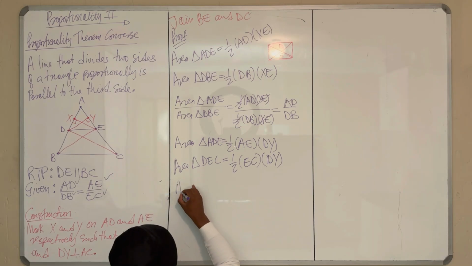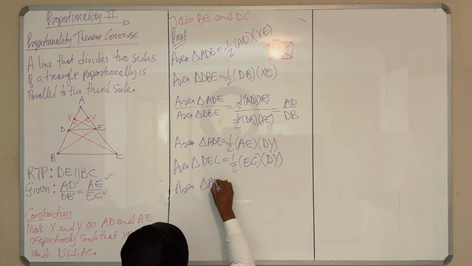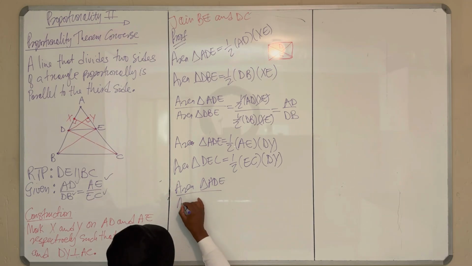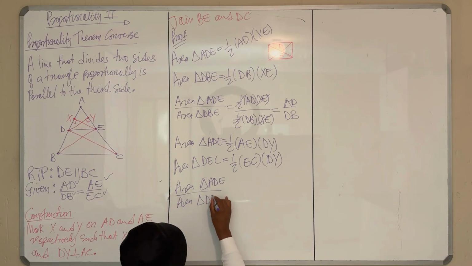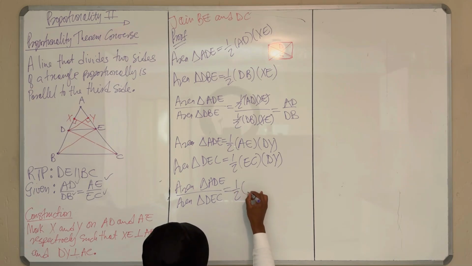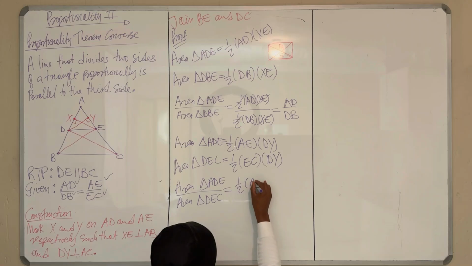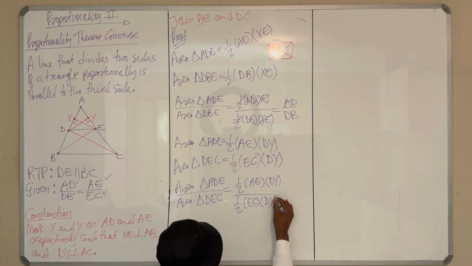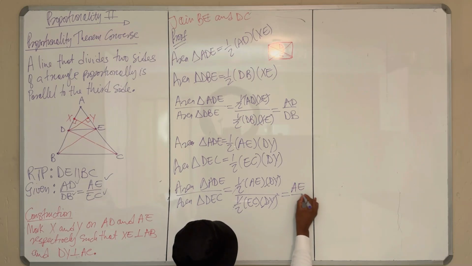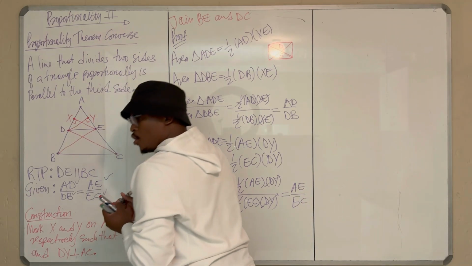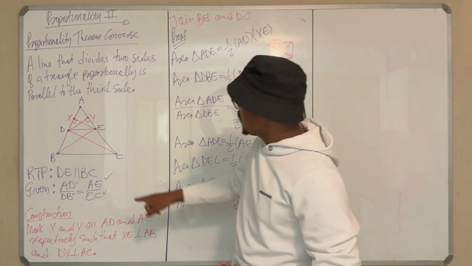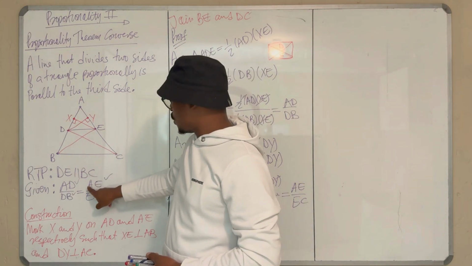So you say the area of triangle ADE over the area of triangle DEC equals half base. What is your base? Actually, just copy those. It's going to be half AE times dy over half EC times dy. So you can see this and this will cancel, this and that will cancel. What we're left with is AE over EC. What are we trying to do? We're trying to prove that DE is parallel to BC. That's what we want to prove, right?